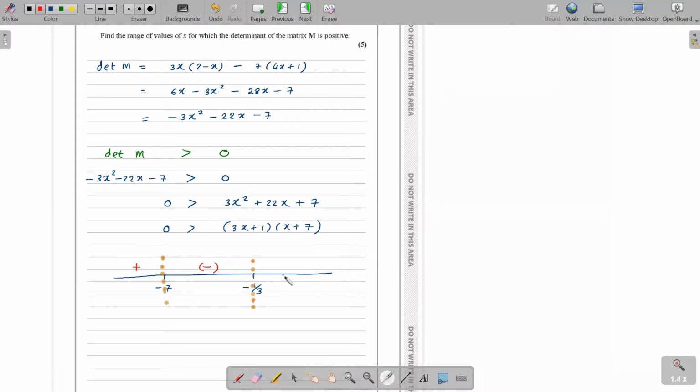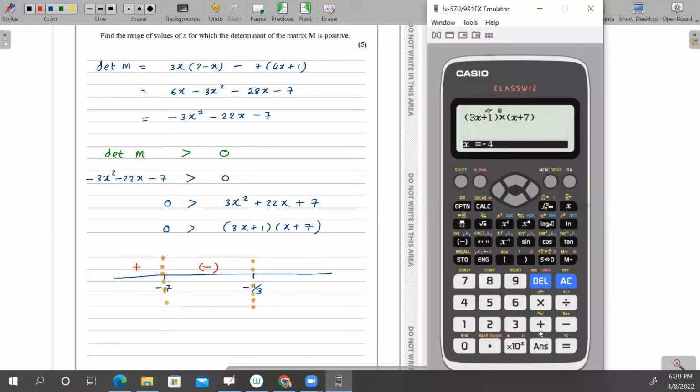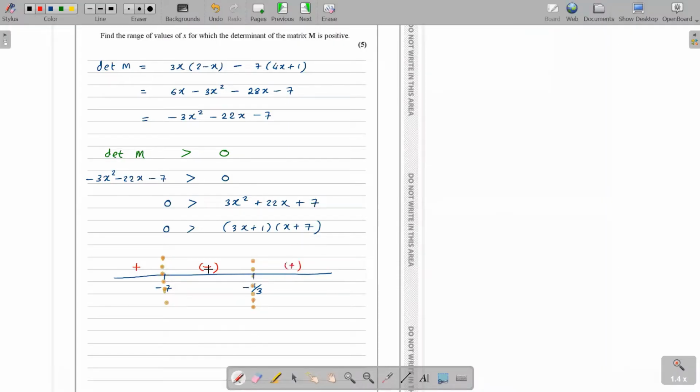And for the other part, give any x value greater than minus 1 over 3. What do we get? 1, 2, anything. It doesn't matter what it is. Okay, x is 1, or anything bigger than it. So we get a positive figure here. Do you agree?